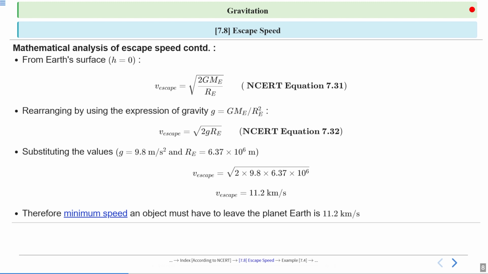Therefore, the minimum speed an object has to have to leave planet Earth is 11.2 kilometer per second. This is a critical concept in physics and space exploration as it determines the energy needed for spacecraft to enter orbit or travel to other celestial bodies.